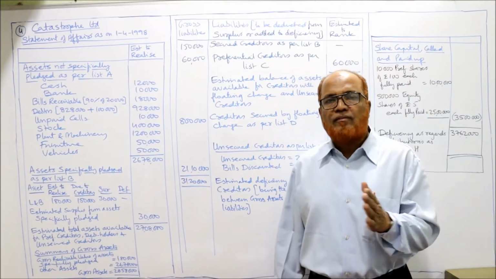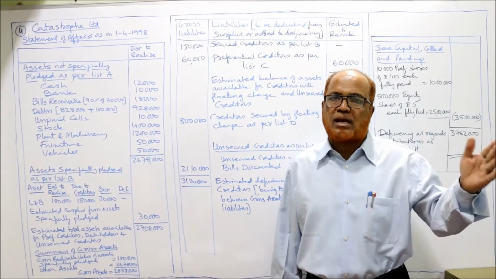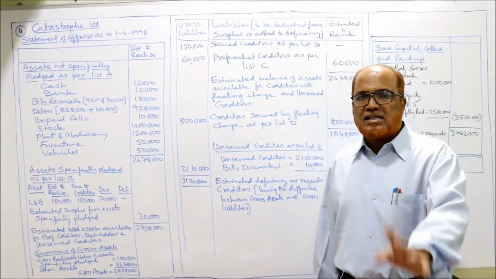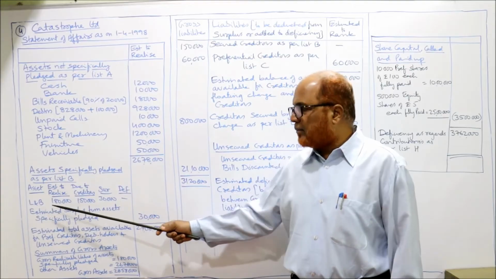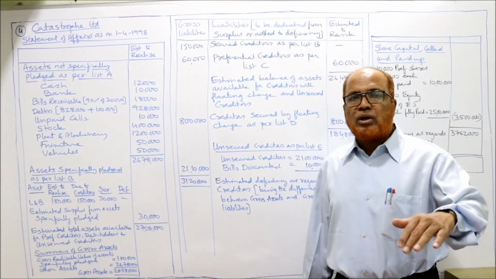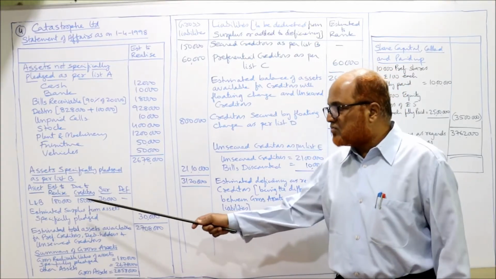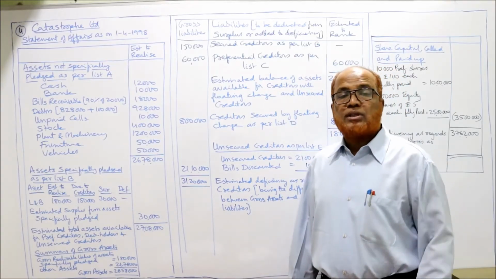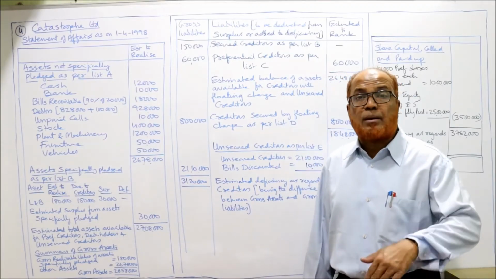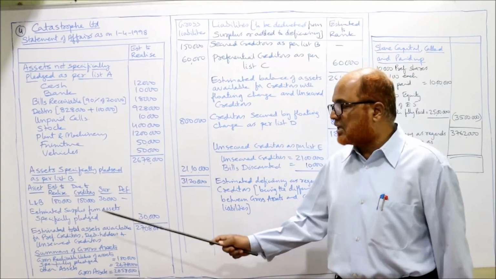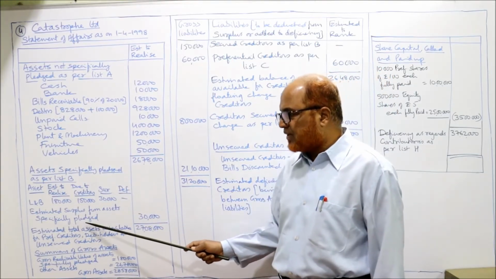Now assets specifically pledged as per list B. Now in this category we have to specify which asset, how much realizable value, how much due to creditors, surplus or deficiency. One asset is pledged, that is land and building. Estimated realizable value of land and building is 1,80,000. The amount due to the creditor, secured loan, is 1,50,000. So there is a surplus generated, 1,80,000 minus 1,50,000, 30,000 rupees surplus we are getting from the fully secured creditor.